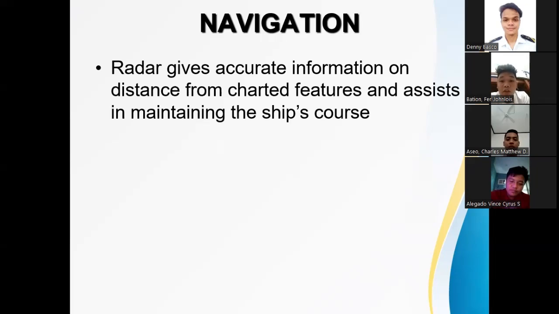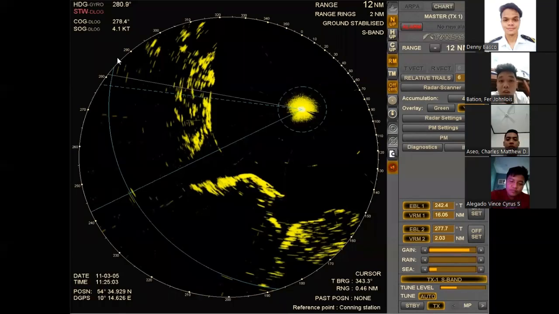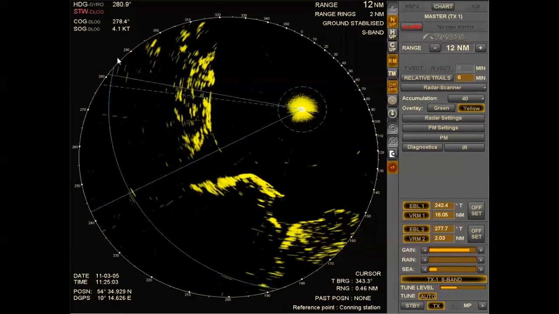Radar gives accurate information on distance from charted features and assists in maintaining the ship's course. Radar will normally show a 60-meter high landmass at a range of 20 miles. This is considered by seafarers as a minimum requirement. Next reporter will be Cadet Basco.